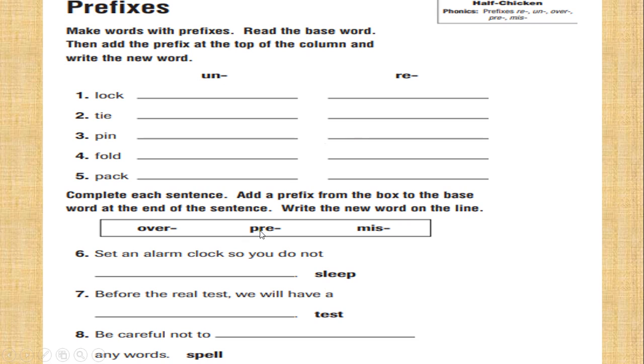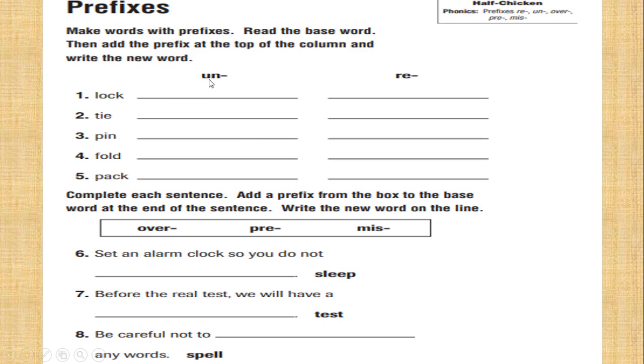Now open your books on the reader's notebook, page 127. Right now, you can pause before I answer the questions, and I'll answer them, and we can check your answers after you play the video. Prefixes. Make words with prefixes. Read the base word, then add the prefix at the top of the column, and write the new word. Here we have two prefixes, un and re. And we have five base words: lock, tie, pen, fold, and pack.